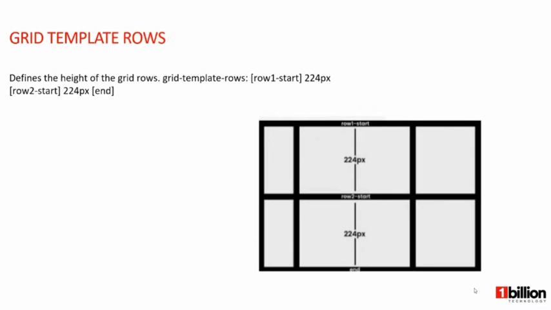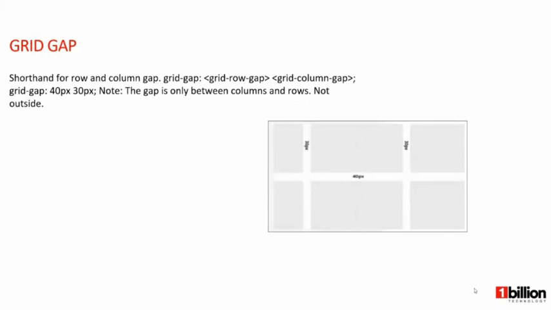Next one is grid-template-rows. The grid-template-rows property specifies the number of rows in the grid layout. The values are a space-separated list where each value specifies the height of the respective row. And now, grid gap. The grid-gap property defines the size of the gap between rows and columns in the grid layout and is a shorthand property of grid-row-gap and grid-column-gap.